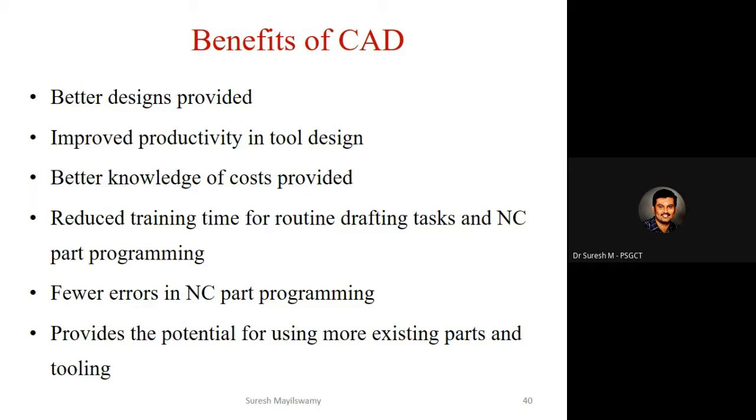Fewer errors in the NC part programming are possible, and a manual programmer can change those few errors. If it is manual part programming, we can expect many errors. So here only fewer errors are possible. Provides the potential for using more existing parts and tooling. So standard parts can be used here. And this CAD software helps to ensure designs are appropriate to existing manufacturing techniques. Saves materials and machining time by optimizing algorithms.